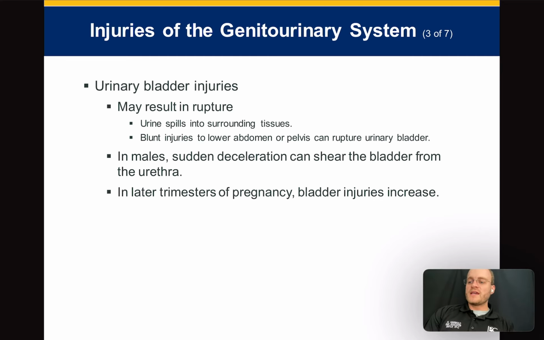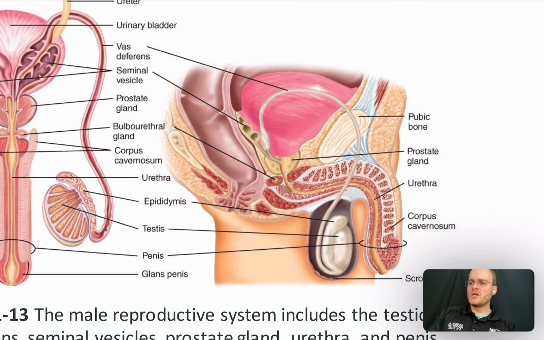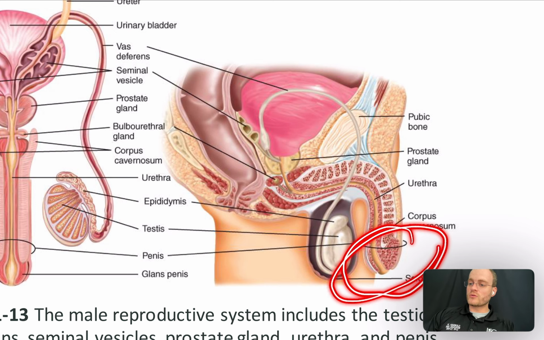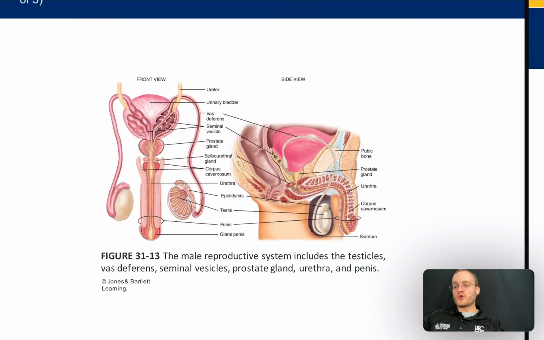Okay. And so again, in males, a sudden deceleration can shear the bladder from the urethra. What does that mean? So if you have a seatbelt here, right, that's coming across this guy's lap, and you suddenly decelerate, if that seatbelt pushes down hard enough on this, you can tear the urethra, inside of the penis, it'll tear. And if that happens, what do you see, right? What do you see with urethral injuries? I told you, blood at the urethral meatus. So you'll see it up here at the tip of the penis. There will be blood, okay? So that's worth knowing.